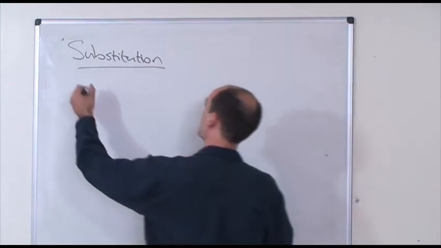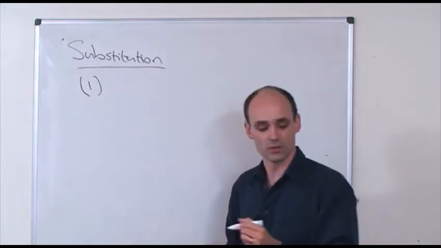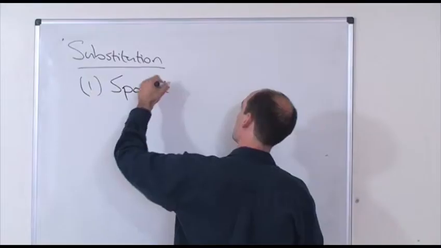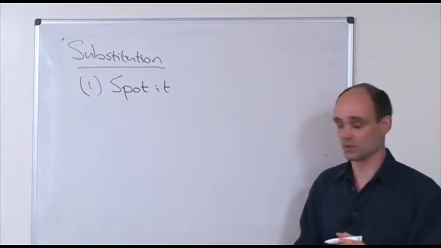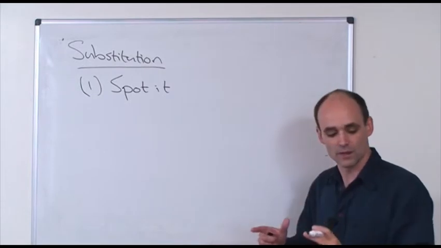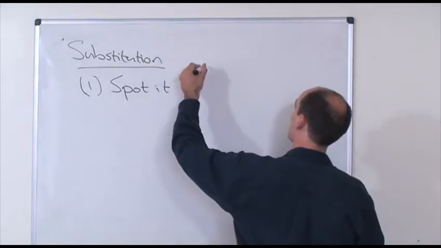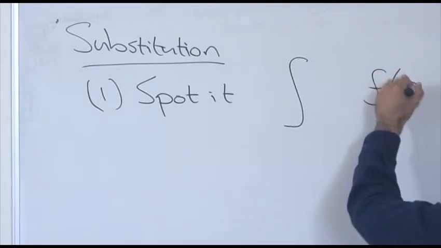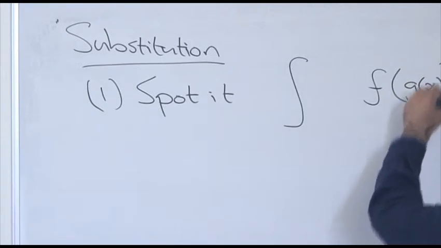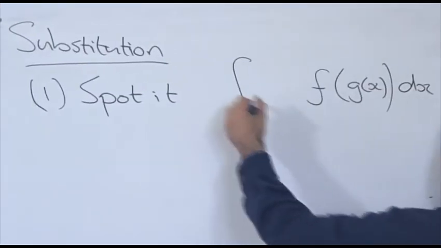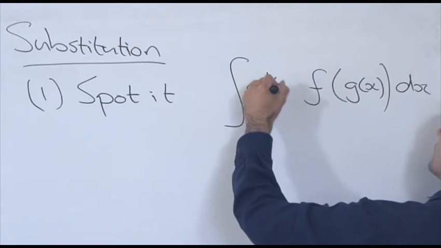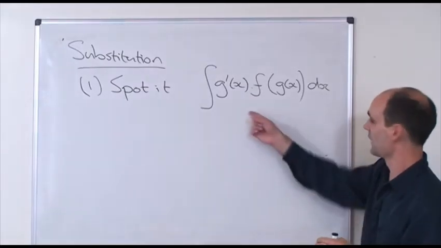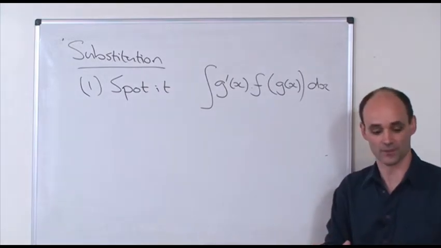And really, there's two times when you might use substitution. One, you might spot it. You might spot that this is an integral I can do using substitution. And this is usually when you find you've got a function of the form the integral of some function of another function multiplied by what I get when I differentiate the function inside of there. Now it looks horribly complicated, but once you've seen a few of them, you get to recognize them.